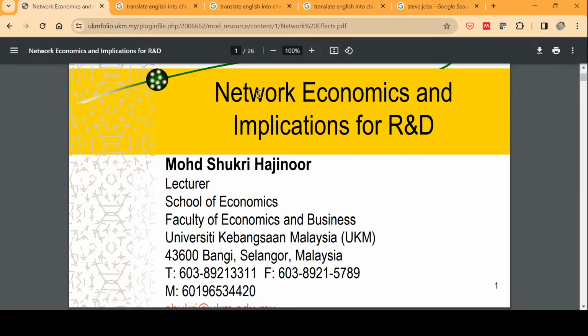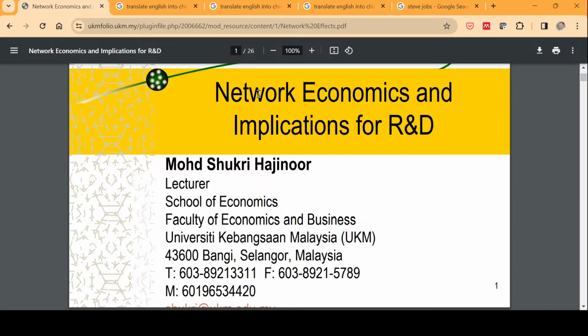So you're going to learn what network economics is, the economic theory behind network economics, and how network economics is related to R&D. This is our focus: the concept of emergence and spatial agglomeration. This clustering in one place. So implication for R&D, implication to the firms.